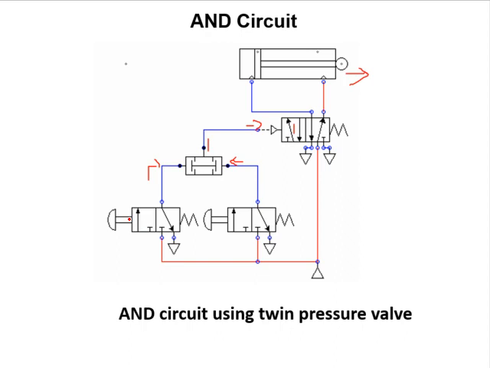As soon as we release both push buttons, the pilot pressure will be exhausted through the return lines, and due to the spring force, the main DC valve will come back to its home position and we get the return stroke. So these are the two logic circuits used in pneumatic circuits. The first is OR logic using the shuttle valve, and the second is AND logic using the twin pressure valve.